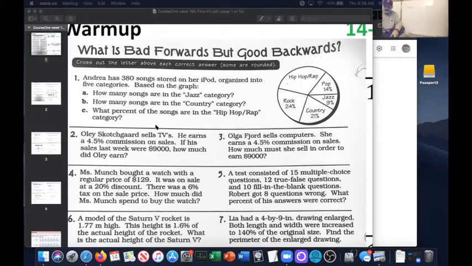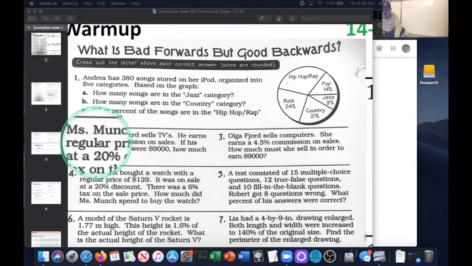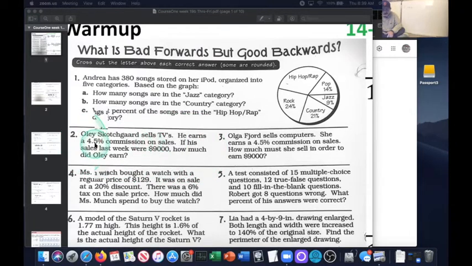All right, now these next two problems are really the same. They're different aspects of the same problem. As you read this, you see a whole lot of information. 4.5% commission on sales. That means this person is going to get a certain amount out of the sales.